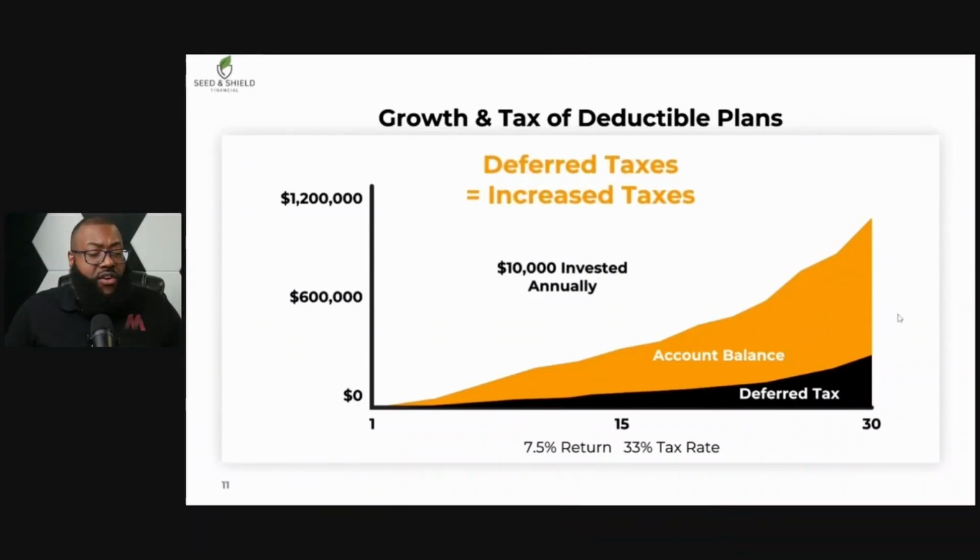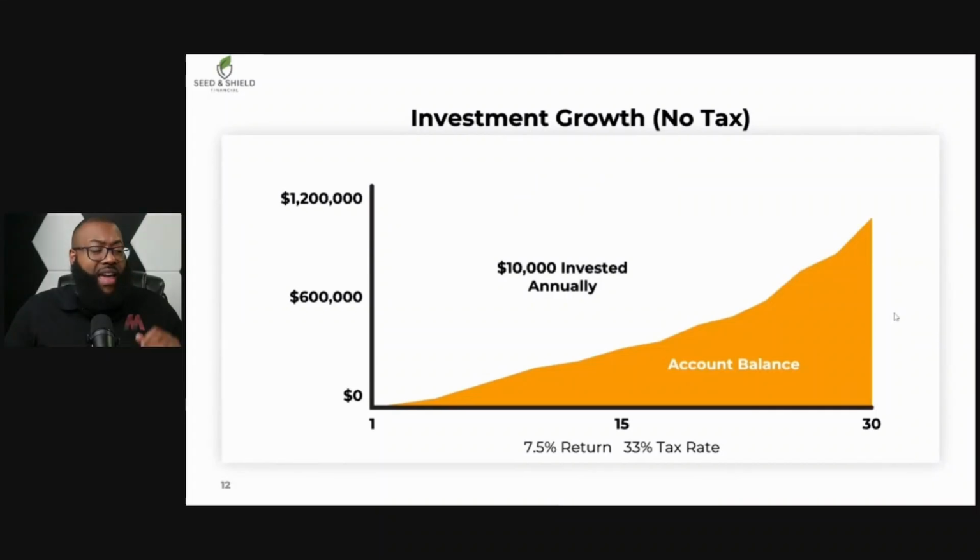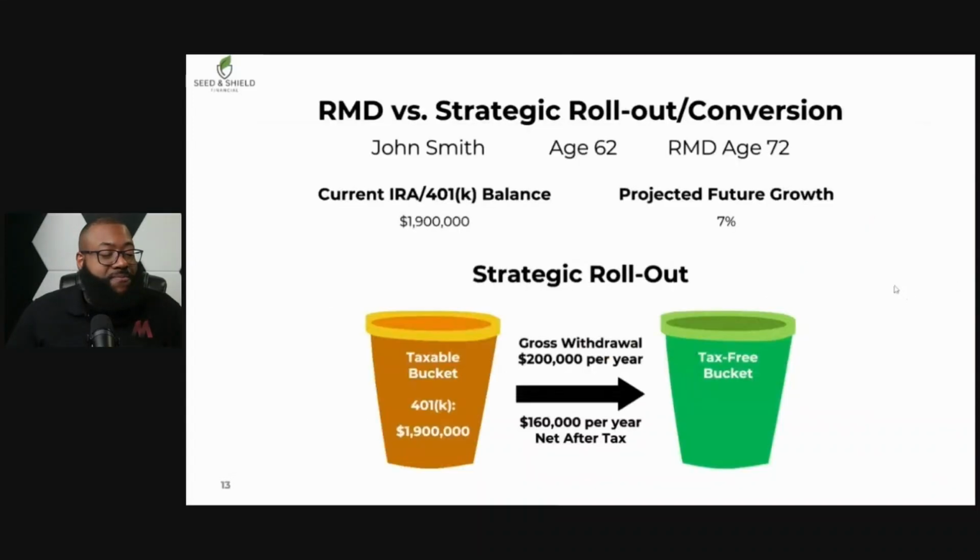Whereas if you were to put it in an IUL, where you're truly putting 10,000 after-tax dollars in there, there's no sneaky tax bucket that's there where the government will take a share. You would simply grow your $10,000 a year, and at that point, it doesn't matter what the tax rate is. That entire $1 million is 100% yours.